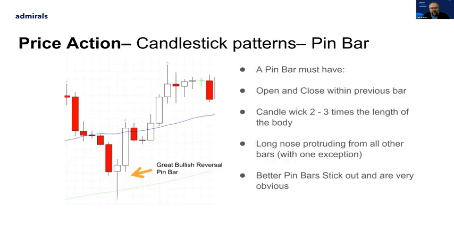So if you remember, a good pin bar should have the open and the close of it within the range of the previous bar. Ideally, what we want is the candle width 2 to 3 times the length of the body, with a good long nose protruding from all the other bars, all right? And what we'll find is better pin bars stick out and are very obvious. Pin bars are everywhere on a chart. As I said earlier, it's about the context, it's about the confluence of events. So I wouldn't suggest just trading a pin bar because there's a pin bar there. It's about the context, okay? The confluence of events, where is it occurring? That is when we start to get interested.